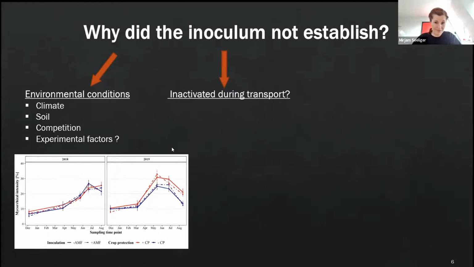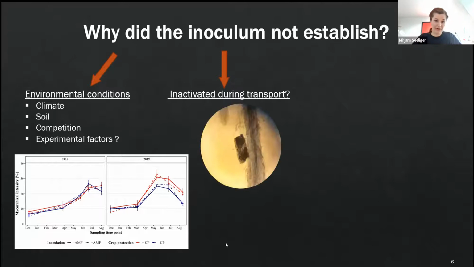One possible explanation could be that the inoculum got inactivated during transport. We did take care of that, but you never know, right? So what we did in the first year, in 2017, was that we set up a couple of pots with sand and the inoculum and some wheat seeds on the window bench and let it grow for 6 weeks. And then we stained the roots and looked if they were colonized.